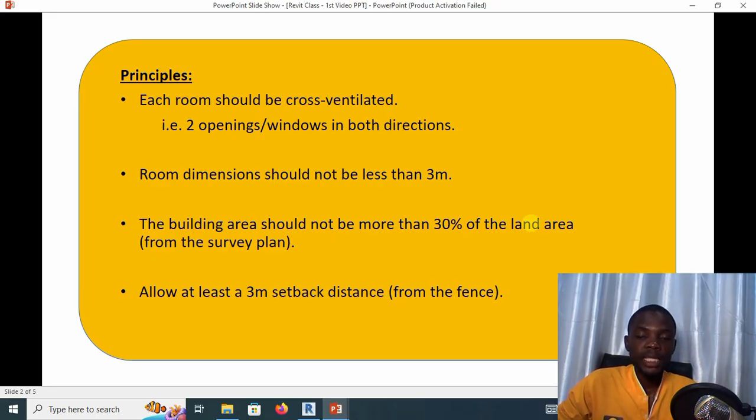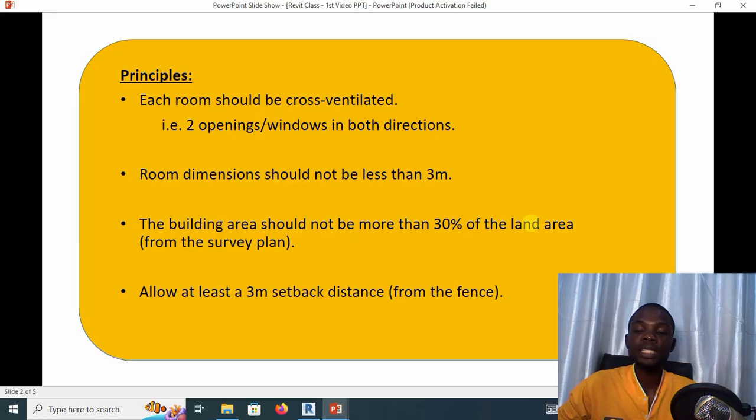The third principle is your building area should not be more than 30% of the land area from the survey plan. What this means is that if you buy a plot, let's say you are designing a building for one plot of land, and let's take, for example, your plot of land is 60 feet by 120 feet, or 50 by 100, in whatever part of the country or whatever part of the continent that you are. Land plot sizes vary by location, so there's no one standard plot size that is prevalent everywhere.